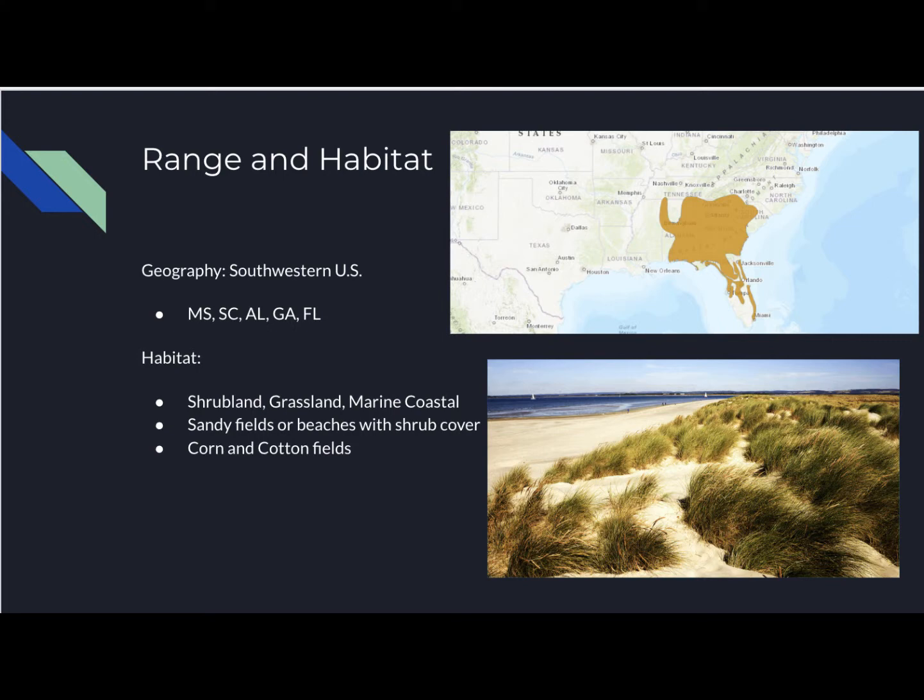It has a preference for dry and sandy fields, which have grass and shrub cover. However, the mouse can also occupy cotton or corn fields in the area, which have the sandy soil that it needs to form its burrows.